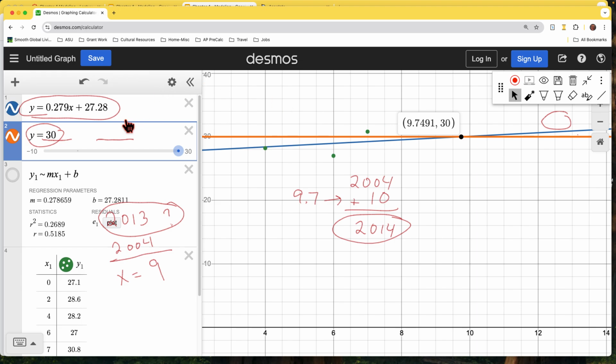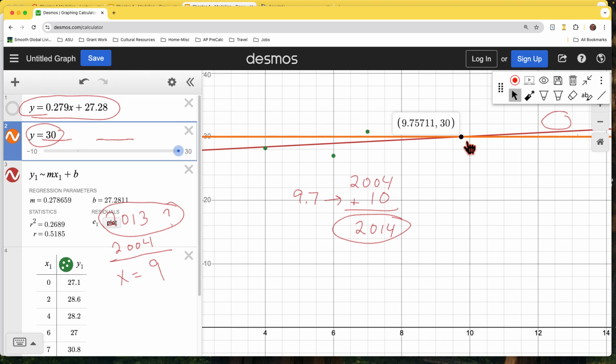Did you have the same equation? You put in y equals 30. Okay, did you put the rounded version in? Let me show you. Let me take this one off. I'm going to put in the original one that's not rounded. This is what you got, right? 9.757.